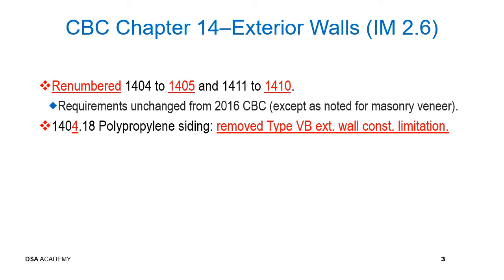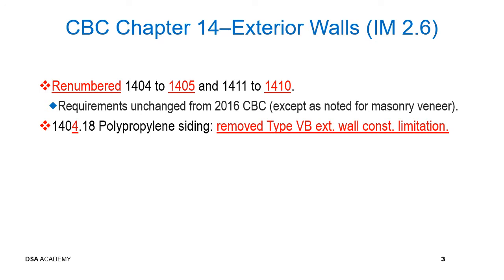Chapter 14 talks about exterior walls. Section 1404 renumbered to 1405. Section 1411 renumbered to 1410. Requirements unchanged from 2016 CBC, except as noted for masonry veneer in following few slides.